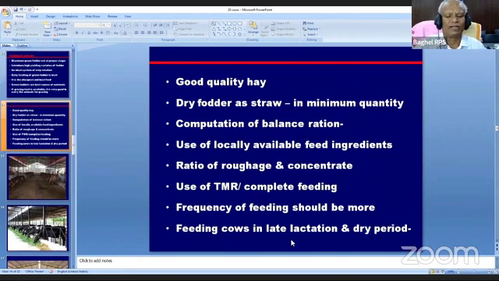Now this point is feeding cows in late lactation and the dry period. To get milk from the animal is a very happy moment for the farmers. But kindly note that normally after 2 months of calving, you must try that your animal becomes pregnant. If this period is prolonged, if conception takes 3 months, 4 months, 5 months, that will be a loss. So you must have a point that after 2 months of calving, the animal should be given AI and should conceive, and then comes the late lactation and dry period.